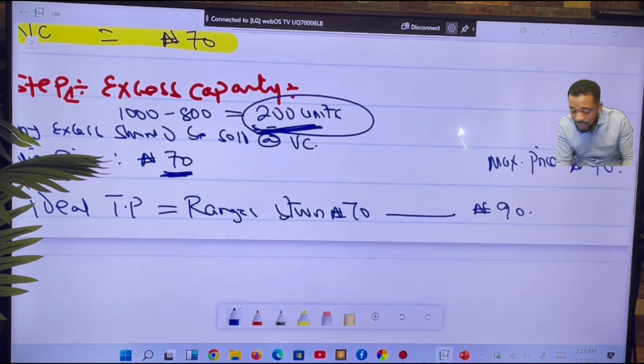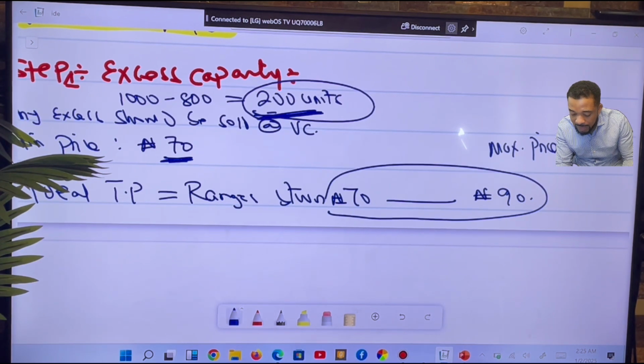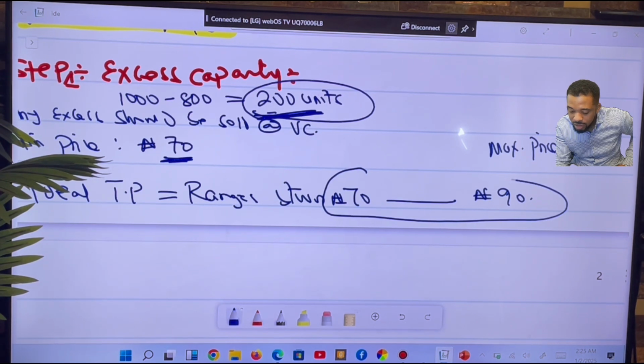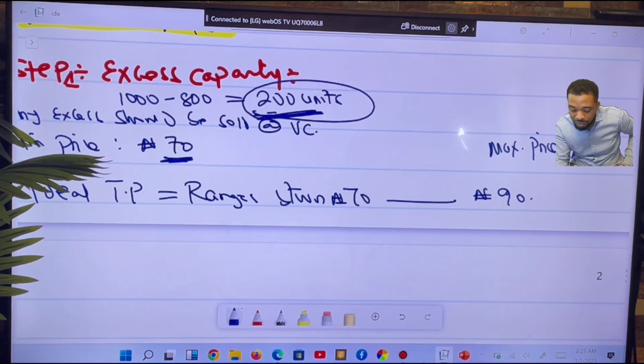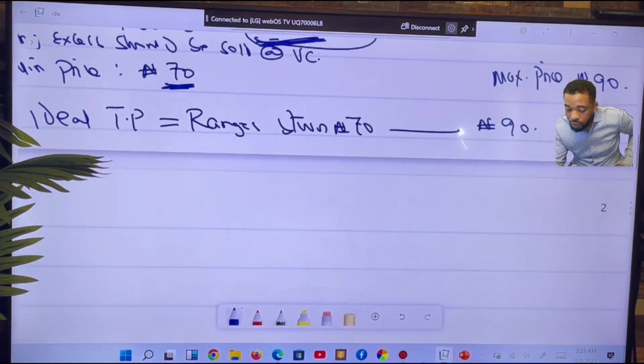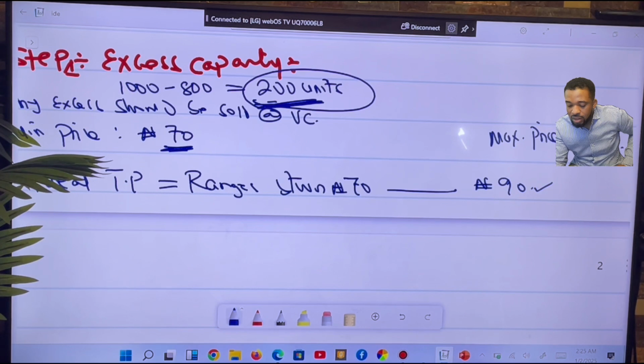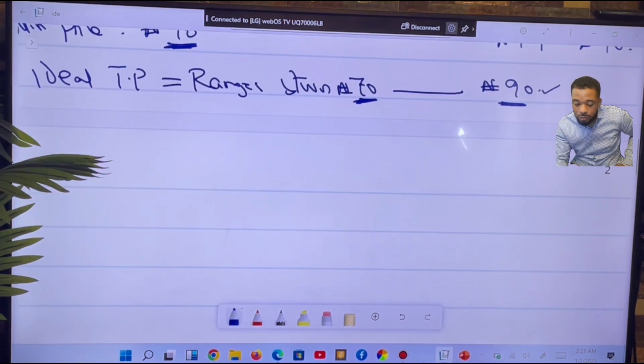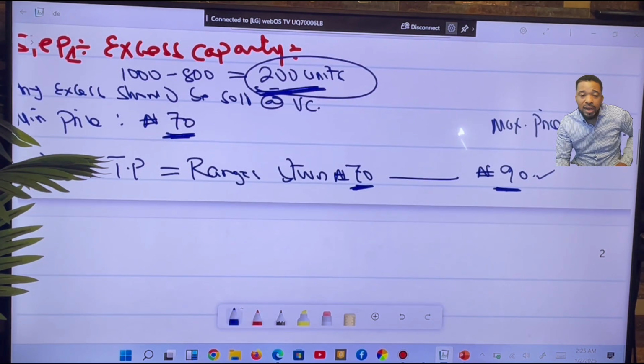All right. So any price between this 70 and 90, the group profit will remain the same. It will not change. But if division A sells below 70, the group profit will fall. If division B buys above 90, the group profit will also fall. So the ideal transfer price that satisfies everybody in this group is any price between 70 naira and up to 90 naira, and that gives me the range of transfer price at which this product should be transferred. All right, I hope this is clear.